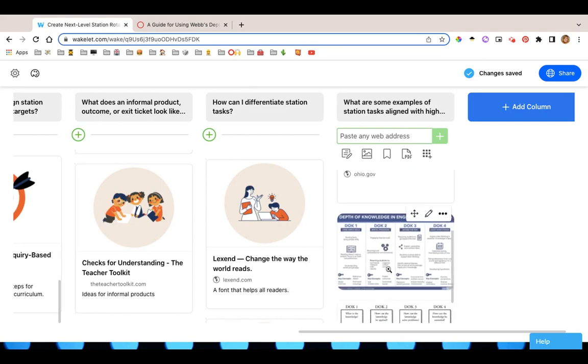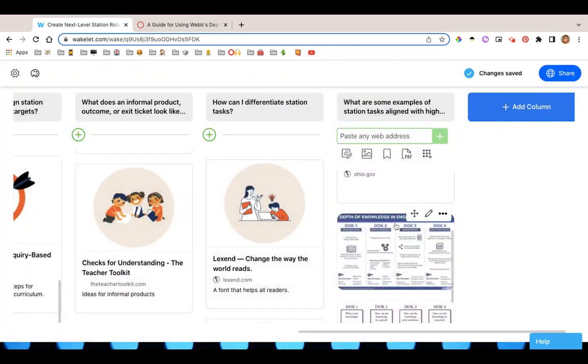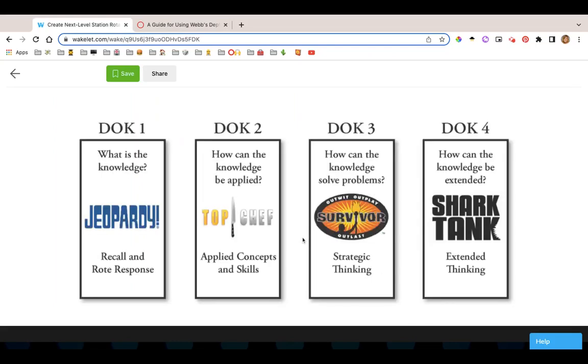Also, of course, I've included, as always, our trusty Sean Junkins Depth of Knowledge Guide for English Language Arts. And for fun, I've also included this image. Again, this is Eric Francis's idea or metaphor or analogy, however you want to look at it, as to what DOK levels and their corresponding TV shows look like.